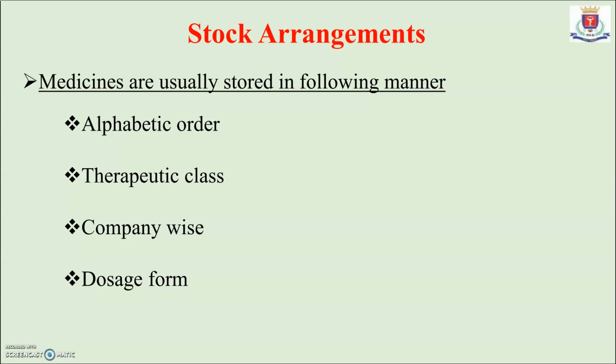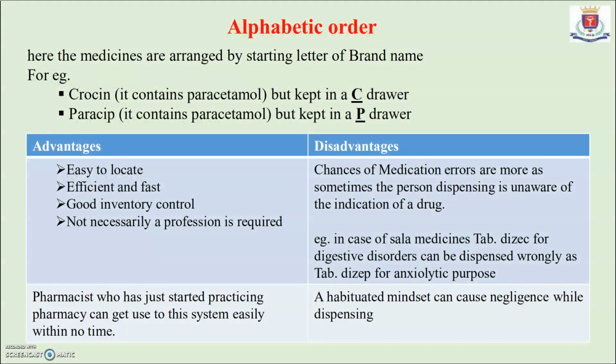The last one is a dosage form which is widely used in our community pharmacy. So let's see one by one. Alphabetical order. Here the medicines are arranged by starting letter of brand name. For example, Crocin, it contains paracetamol but it is kept in a C drawer. Paracet, it also contains paracetamol but it is kept in a P drawer.